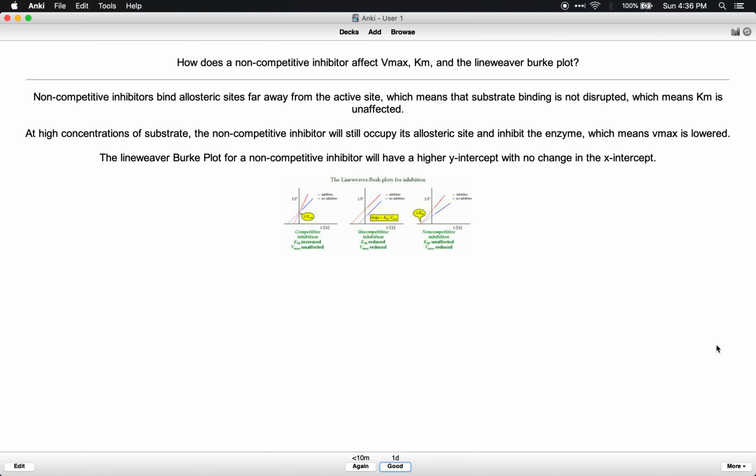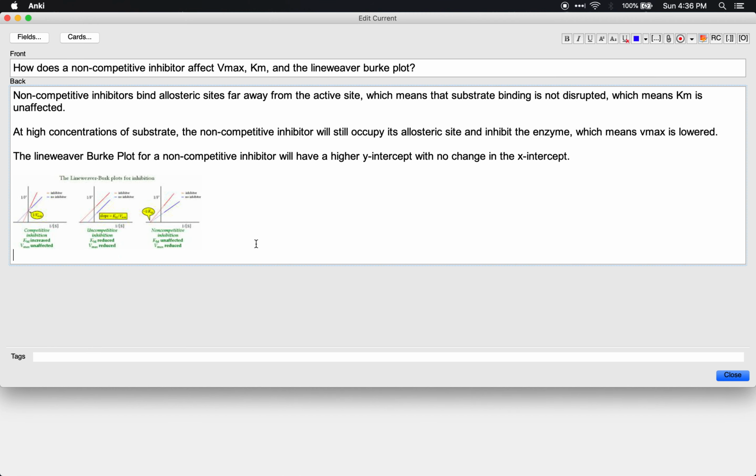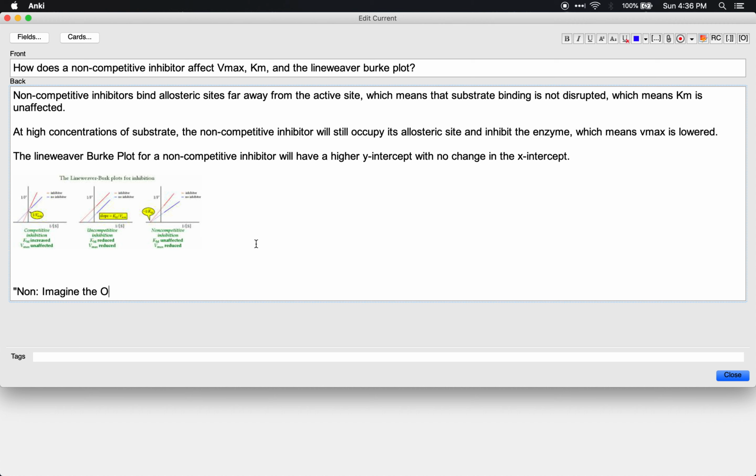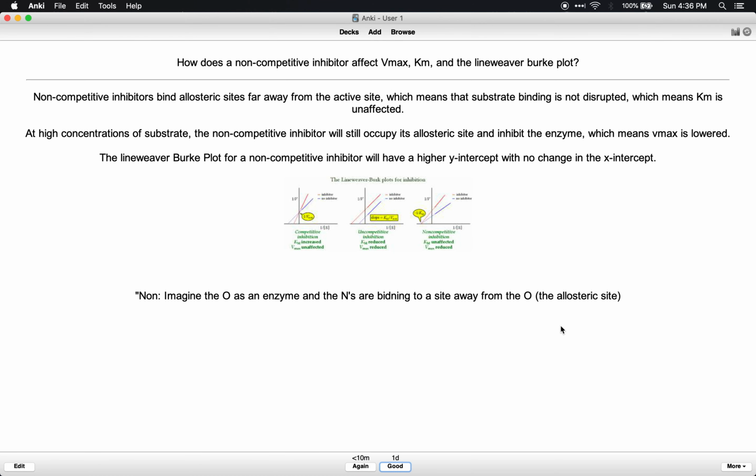You can imagine the O as an allosteric site. I can just put that. Imagine the O as an enzyme and the Ns are binding to a site away from the O, the allosteric site. Right, and for that we know that Km is unaffected and Vmax is always lowered.